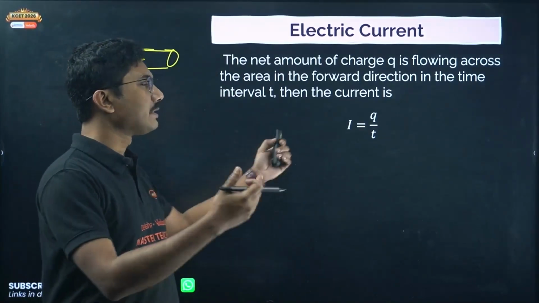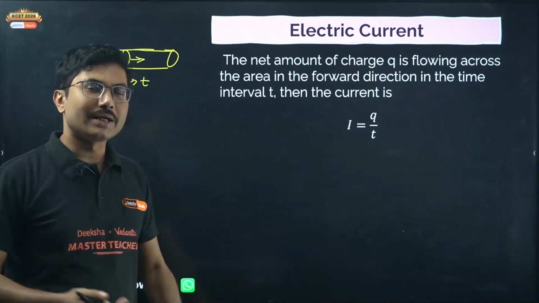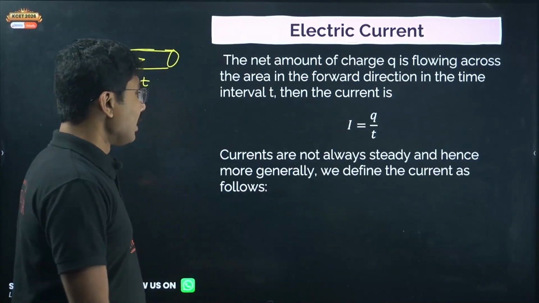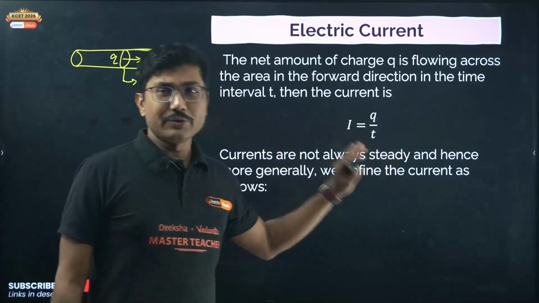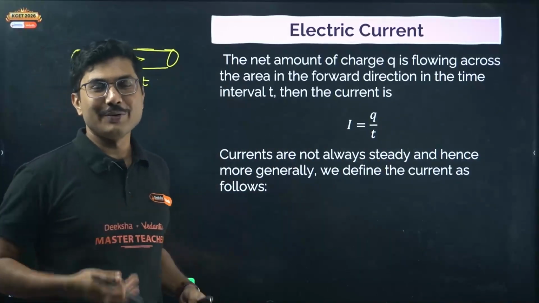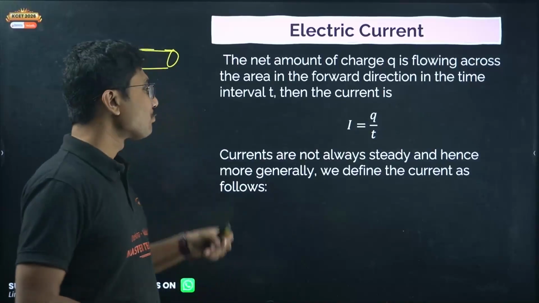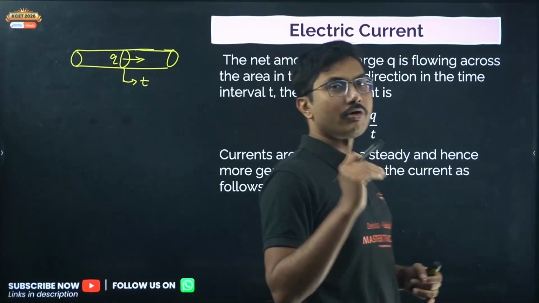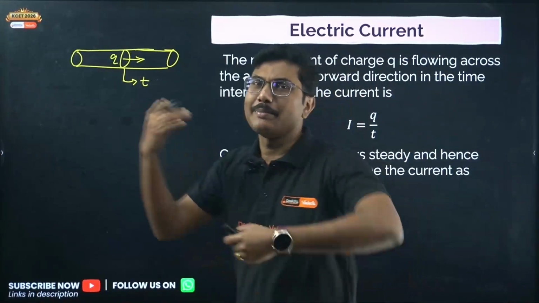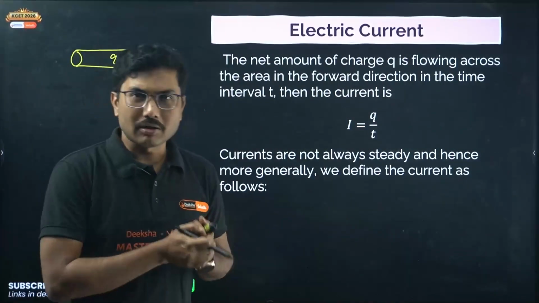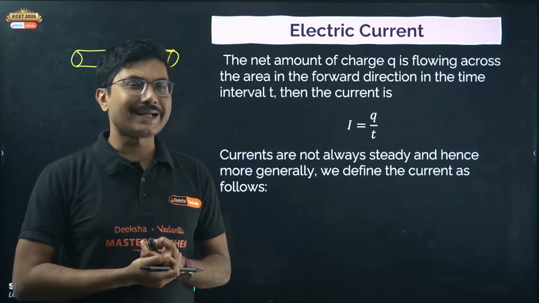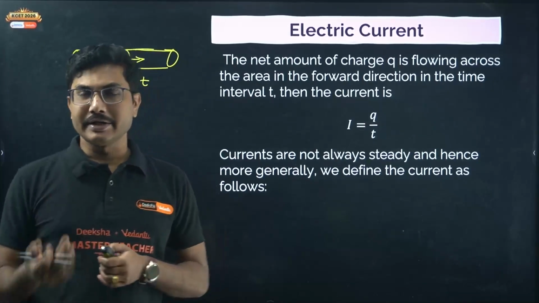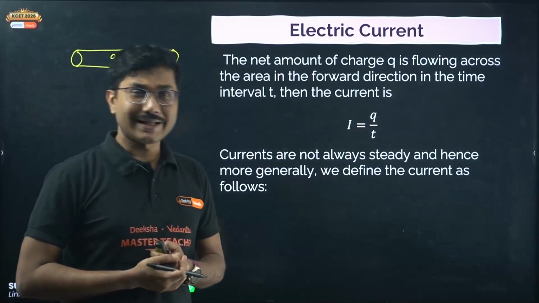Obviously we all know that this is a very simple definition, and we have been studying it since class 6 and class 7, right? Currents are not always steady. Now we are in the second PU, so we have to improve on this definition. Current is not always constant. Current fluctuates with time. For example, AC current is not at all constant. It is varying with time every second. But even in case of DC current, it can increase or decrease based on the different cases.